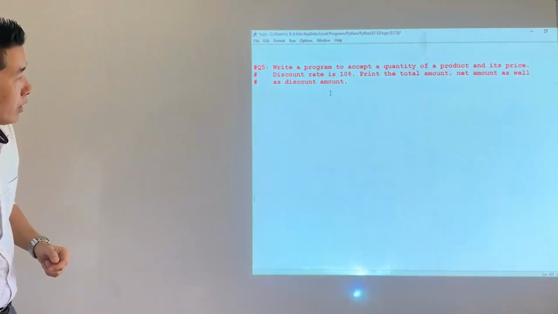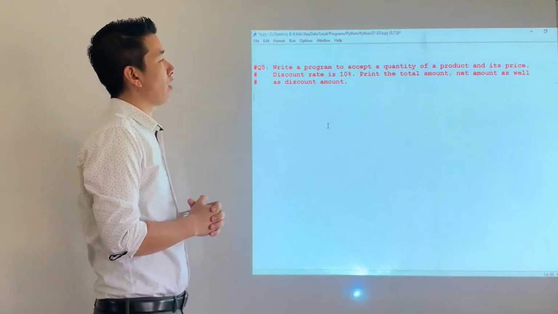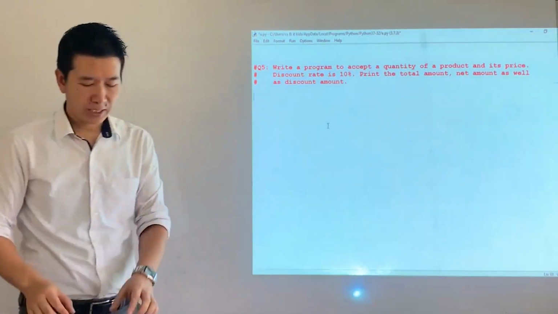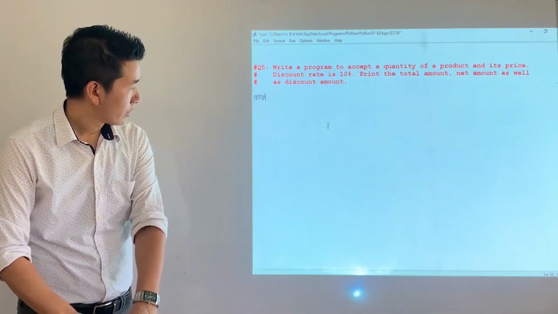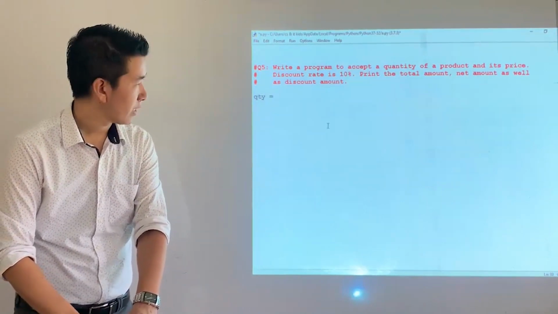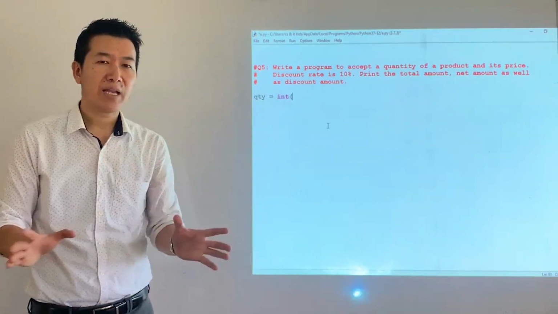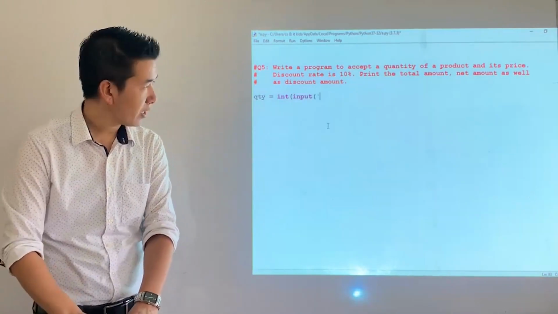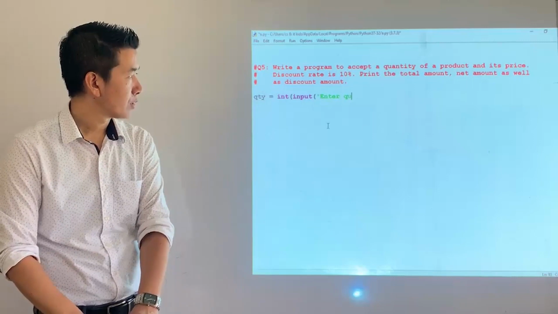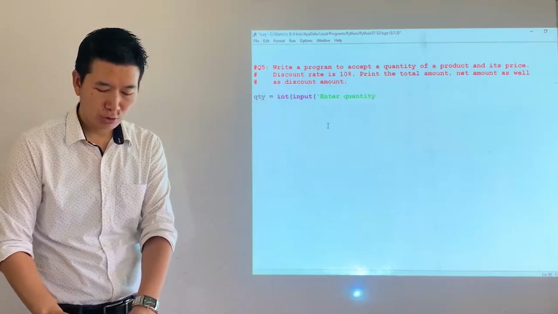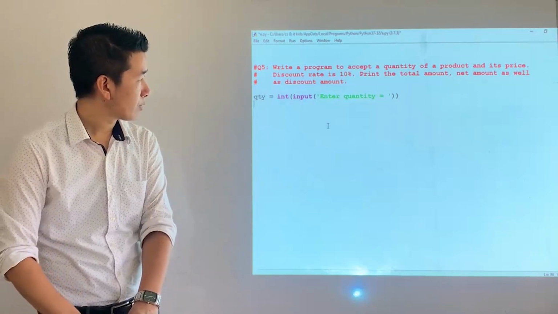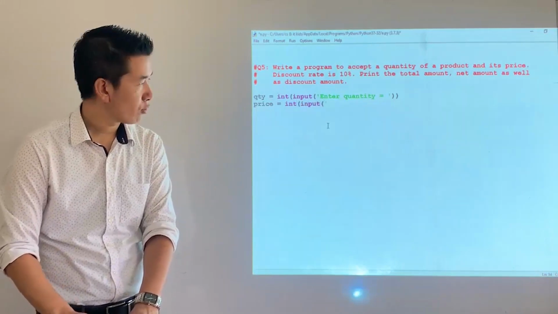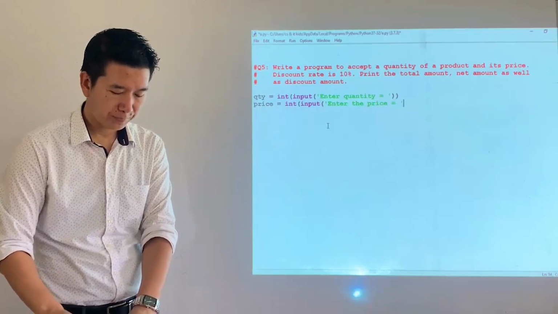So now, for a change, we would be requiring two inputs: the quantity and the price. Let's get the quantity first. QTY equals int. We'll keep the values as integers to make the program a little simpler. Then input, which you should be familiar with: enter the quantity, how many books you're going to buy. And then comes the price: price, int, input, enter the price.